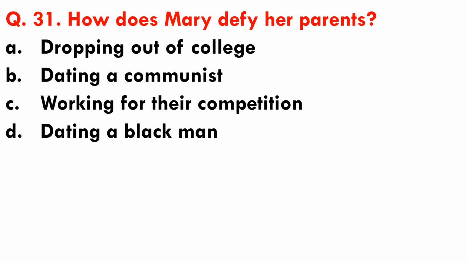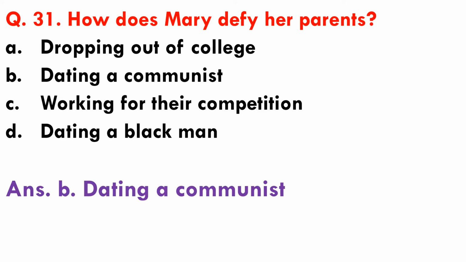Question number 31. How does Mary defy her parents? Options are A, dropping out of college, B, dating a communist, C, working for their competition, and D, dating a black man. So here Mary defies her parents by dating a communist. Option B is the correct answer.